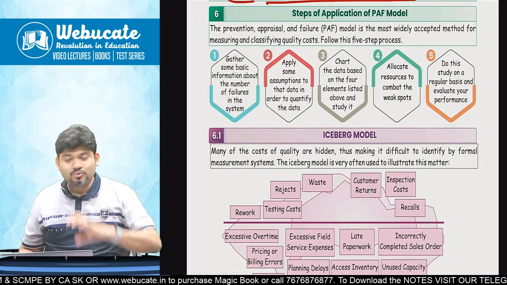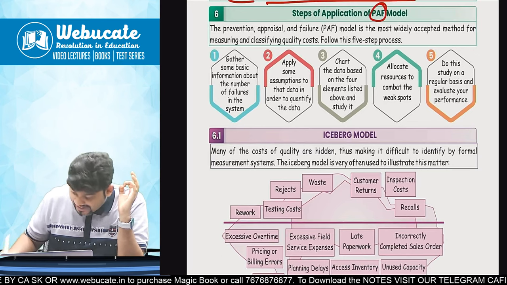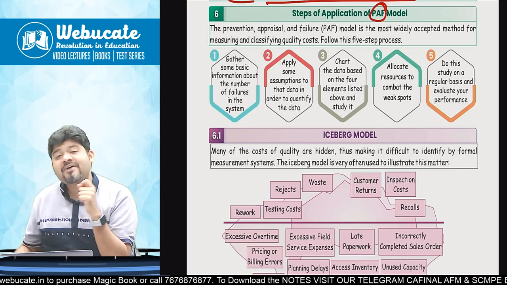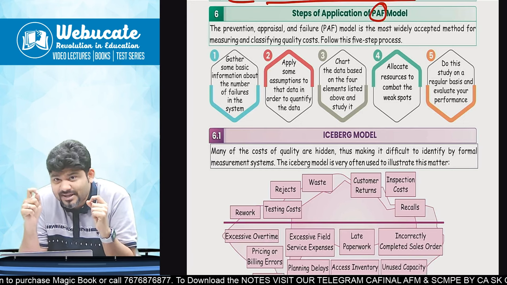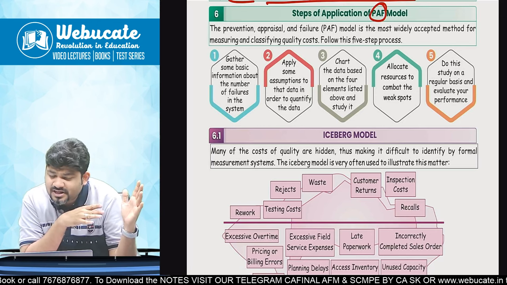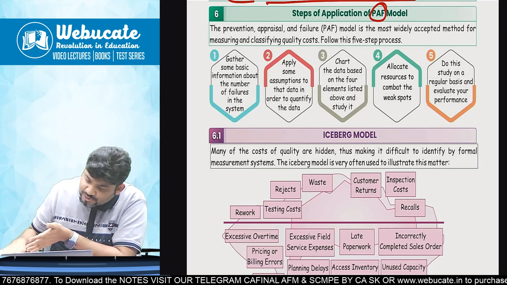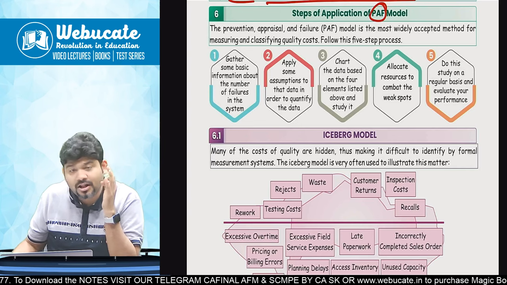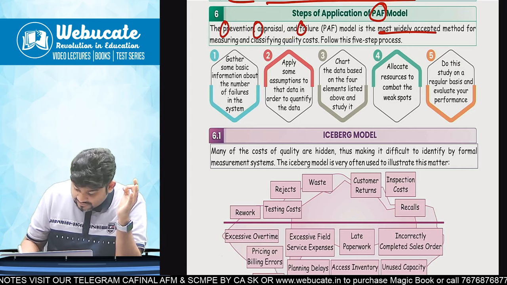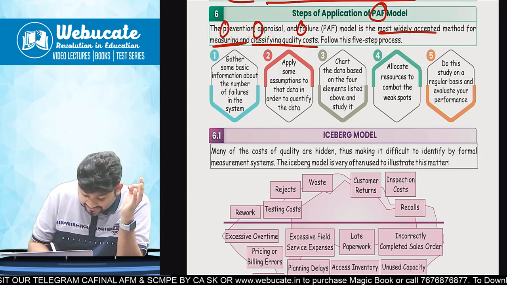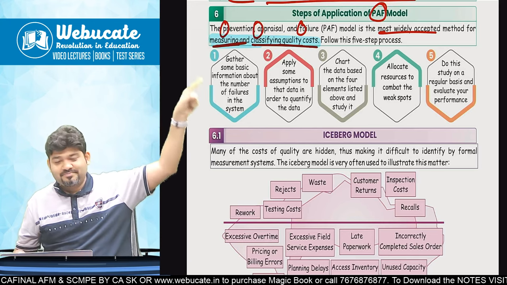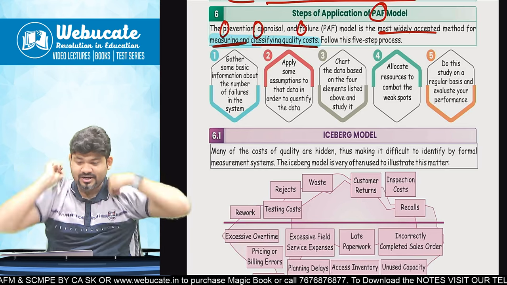Now we come to the PAF model. What is this PAF? Can be asked in the MCQs. PAF basically stands for prevention, appraisal, and failure. We have to optimally incur prevention and appraisal to ensure that the failure is reduced to the bare minimum level possible. Prevention, appraisal, failure is the most widely accepted method for measuring and classifying quality cost. Will be asked in the MCQ. PAF is used for measuring and classifying quality cost.